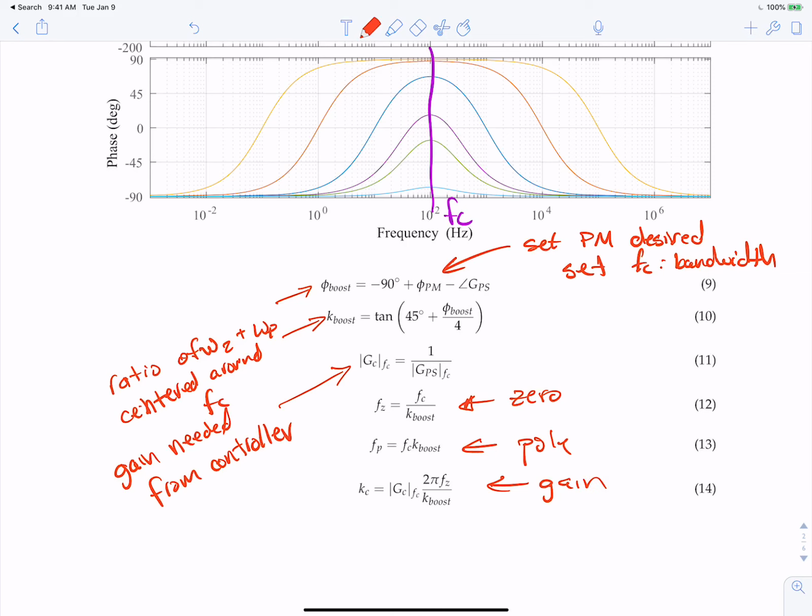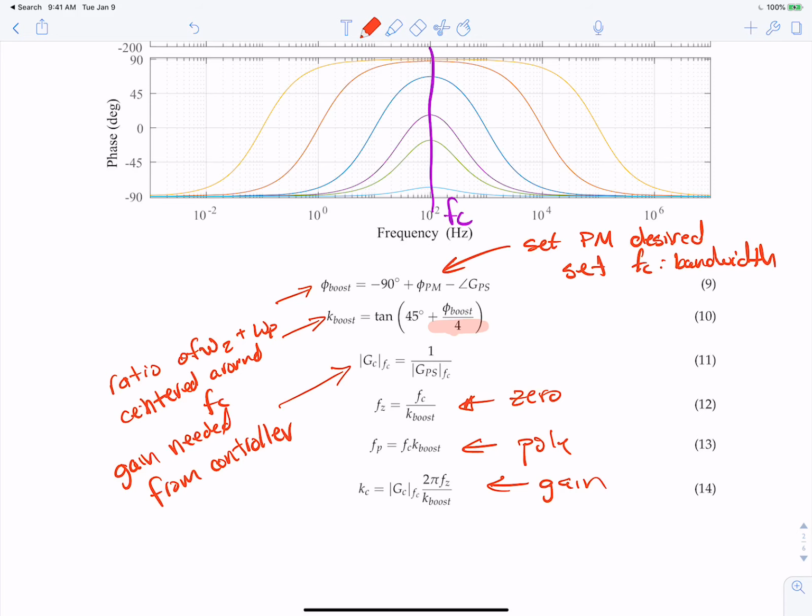Okay, now the major thing I want to point out is the only difference between this set of equations and the previous is right here in K boost. You have this factor of 4 instead of 2, and that's just due to the doubling of the poles and zeros in this. Other than that, the design process is exactly the same.